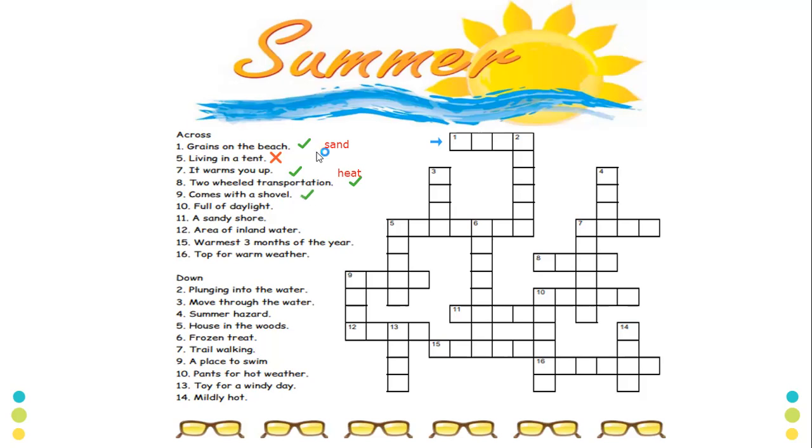It comes with a full of daylight. Full of daylight. I skip. Skip first. We can go back to that later. Number 11. A sandy shore. Okay, you know shore? Yes. A sandy shore. So what is that called? Where can we see a sandy shore?